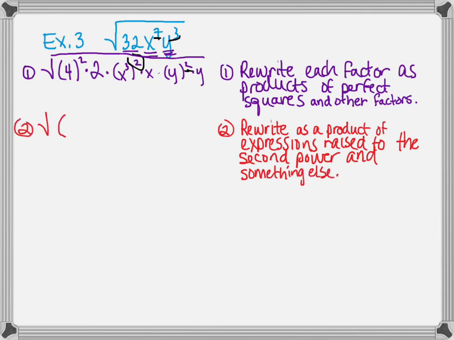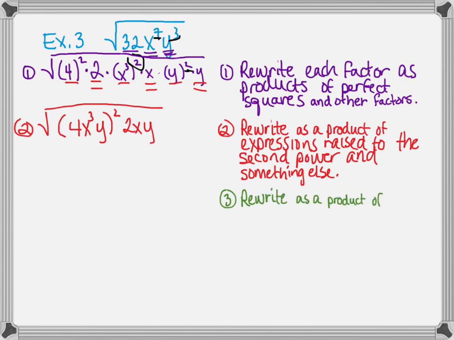So we have the square root of, I'm going to look at the 4, the x cubed, the y. So I've got 4x cubed y, quantity squared, times, and I've got my 2, my x, my y, so times 2xy. So I've got my perfect square as the first expression, the 4x cubed y, quantity squared, and then my something else was the 2xy.